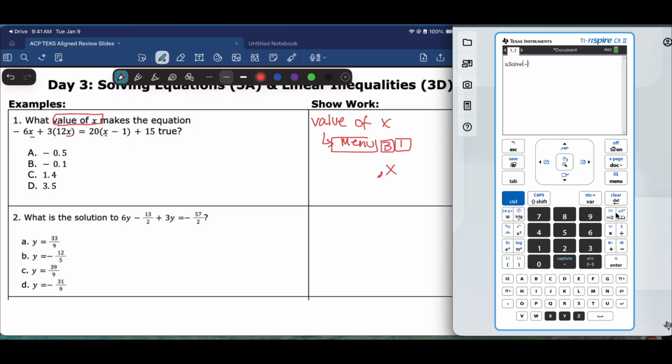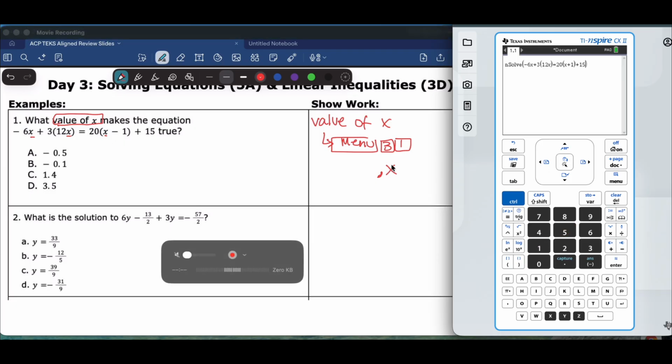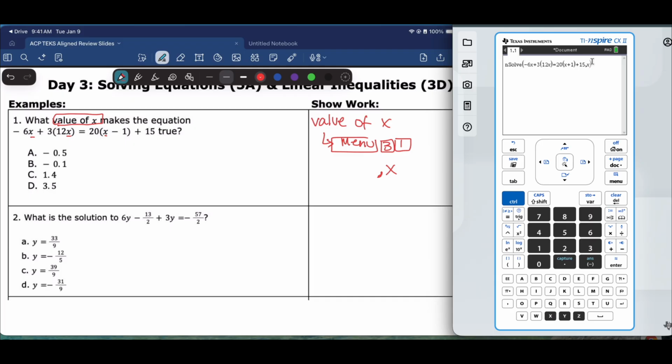So negative 6x plus 3 parentheses. See how I'm making a new parenthesis? I still have the old ones there. I'm making a new one. 12x. I'm ending the parenthesis. Equals 20. New parenthesis. x plus 1 in the parenthesis. Plus 15. Now, I don't want to forget this comma x. I'm going to do comma x. Now that I have typed all of it and I put comma x inside my parentheses right after copying everything, I'm going to press enter. And that gives me x equals 3.5. So that is my answer. So D would be my closest answer.